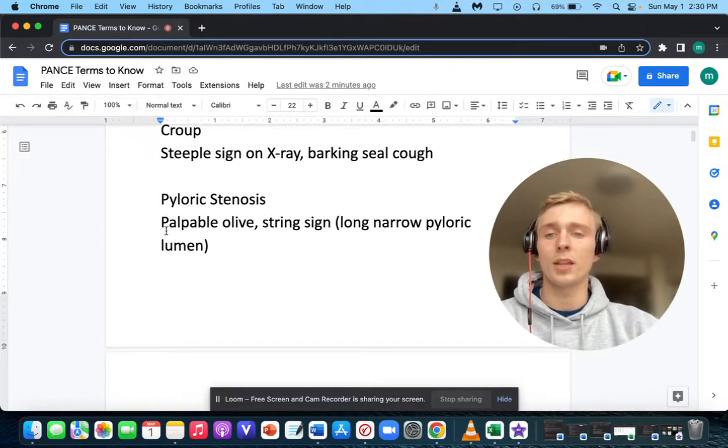If you have a patient with a palpable olive-shaped mass, or also string sign, which is the long, narrow pyloric lumen, which gives it away, you want to think of pyloric stenosis. So palpable olive-shaped mass, string sign, you want to think of pyloric stenosis. And this is also non-bilious vomiting with pyloric stenosis, not bilious vomiting.